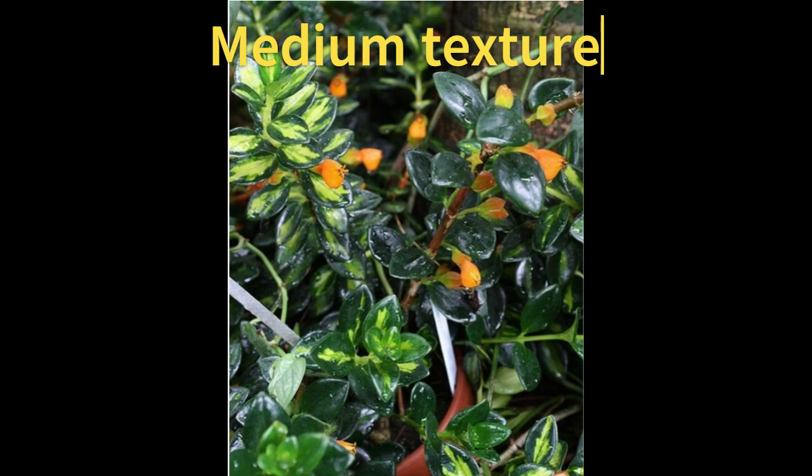Medium textured plants have medium visual weight. They have rounded or mounding form. Branches are medium-sized, which are neither densely spaced nor widely spaced. Leaves are medium-sized with simple shapes and smooth edges.